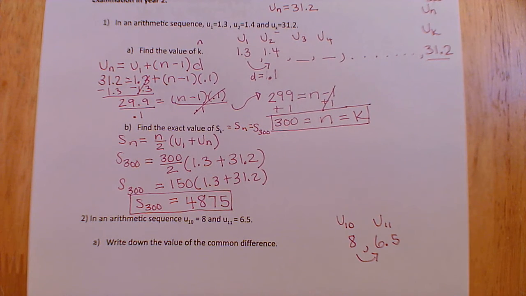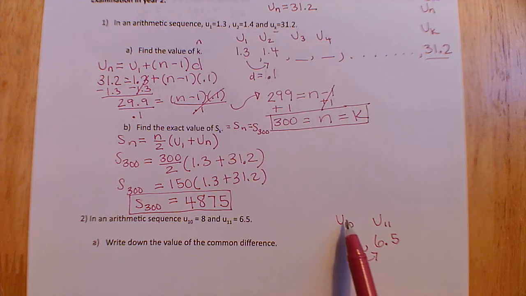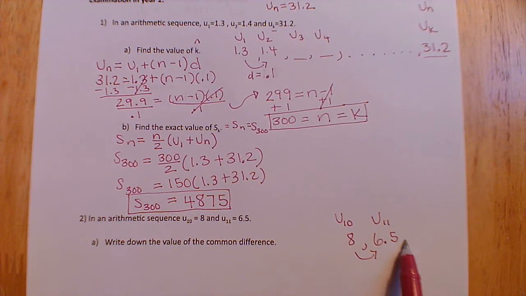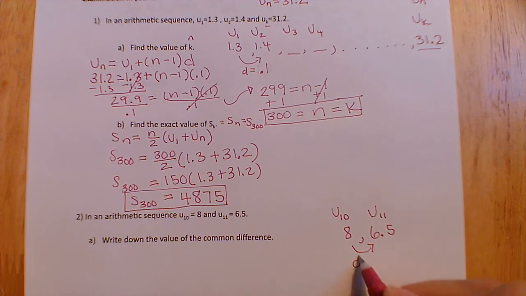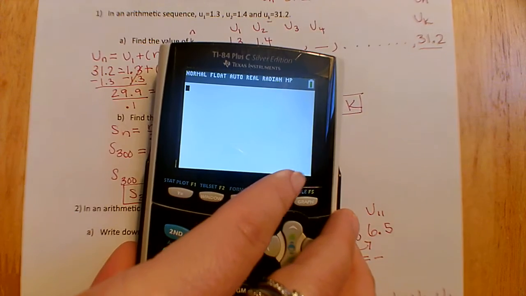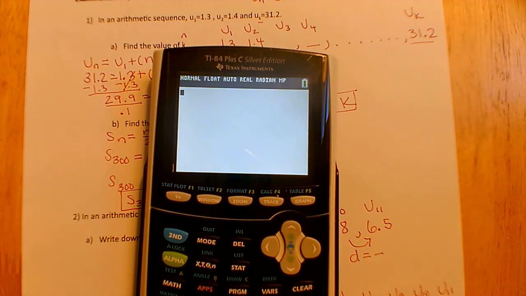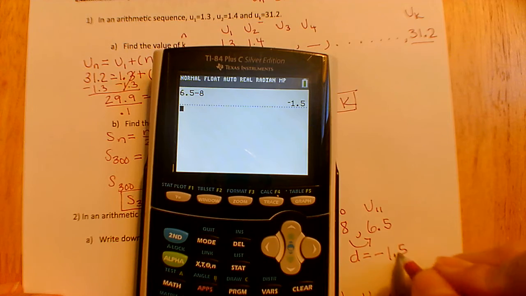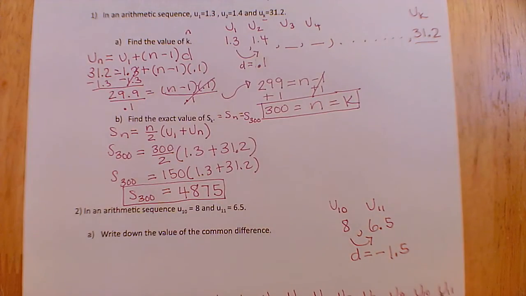So we have to ask ourselves, what do we have to do to 8 to get down to 6.5? Because as we are increasing in position number, our number is decreasing. So we definitely know that it is going to be a negative number because we are decreasing. Again, the simplest way is to take that second number, 6.5, and subtract it from the first. And we get negative 1.5.